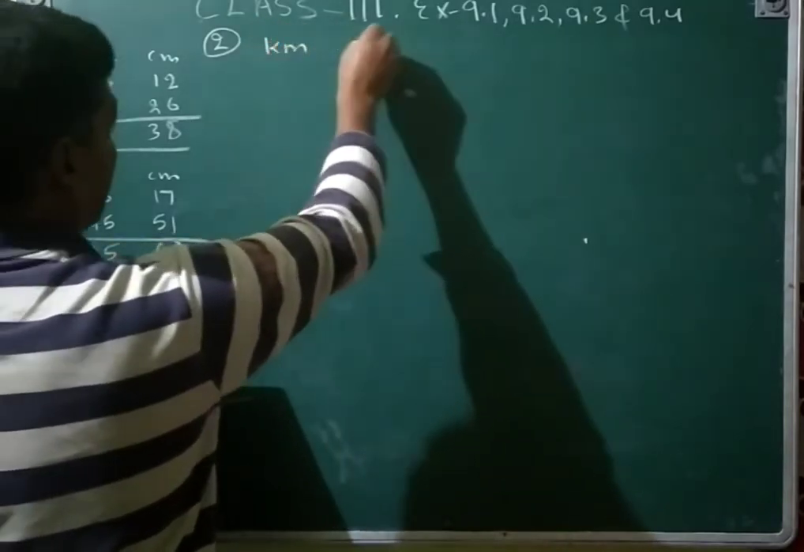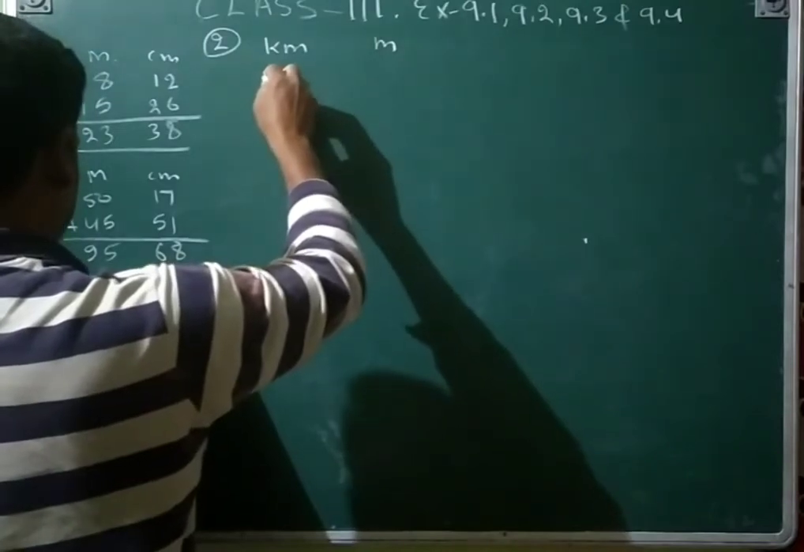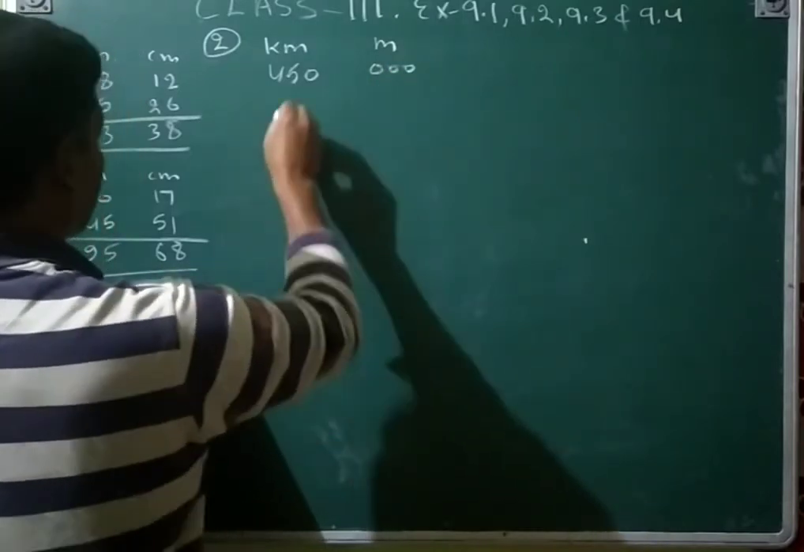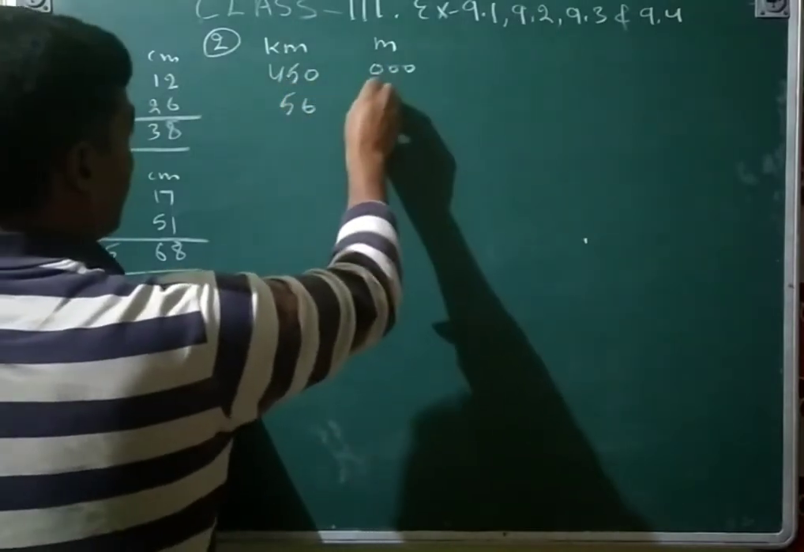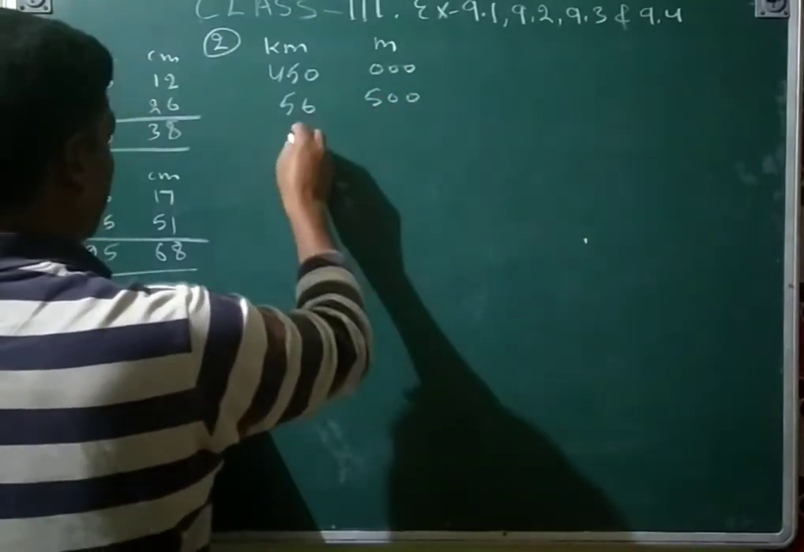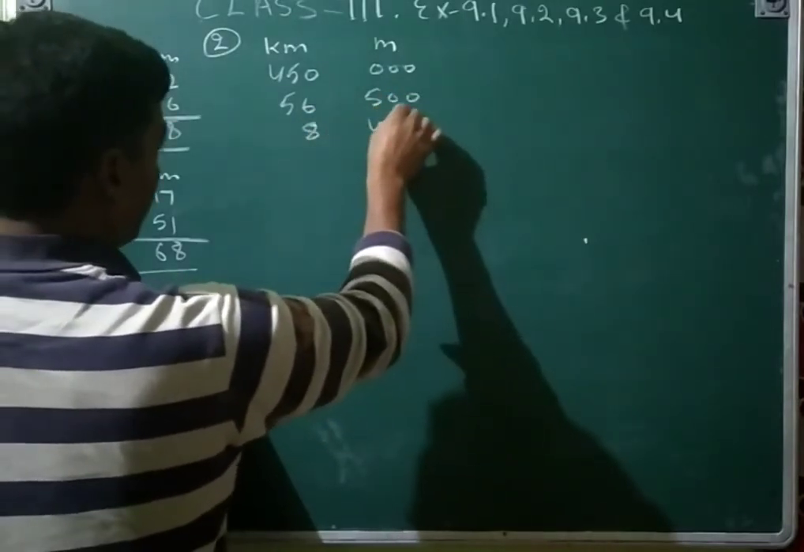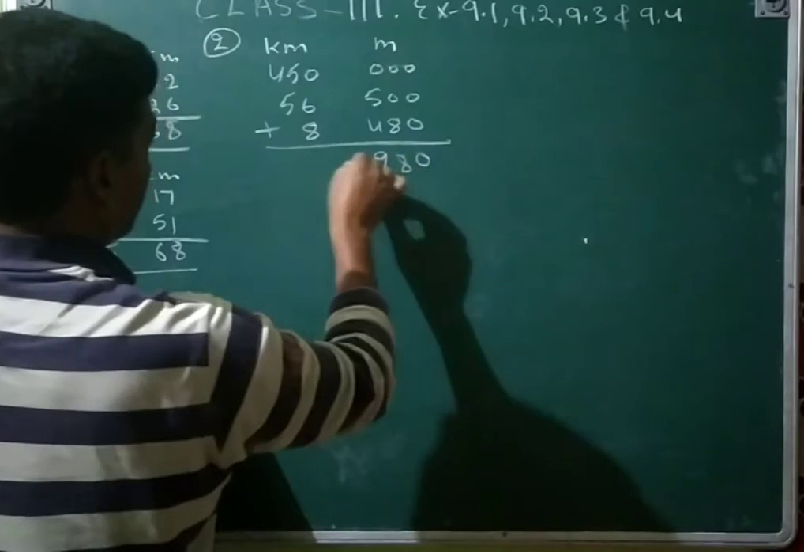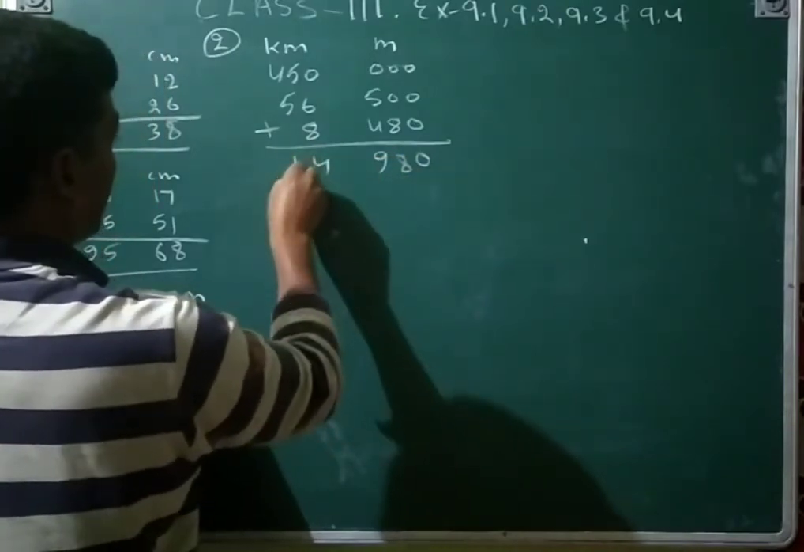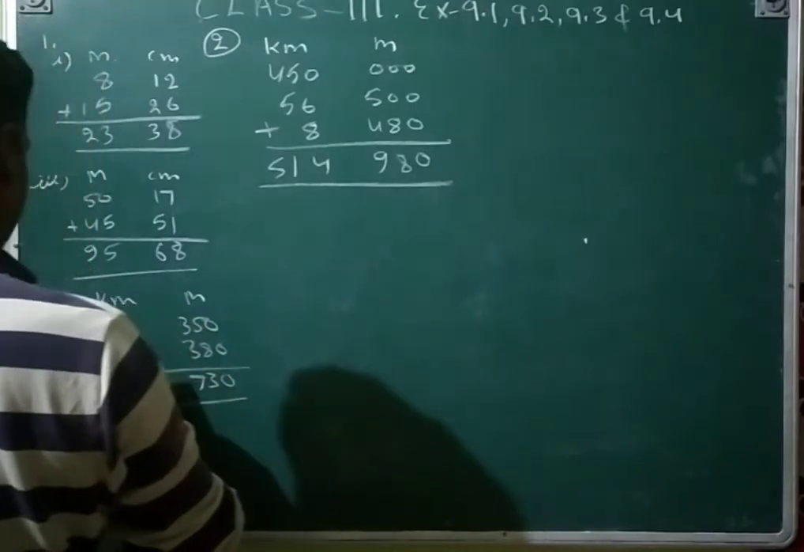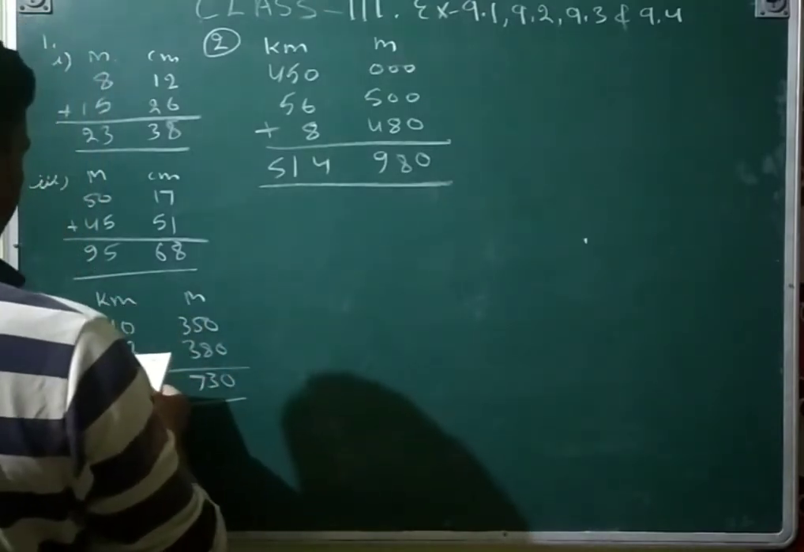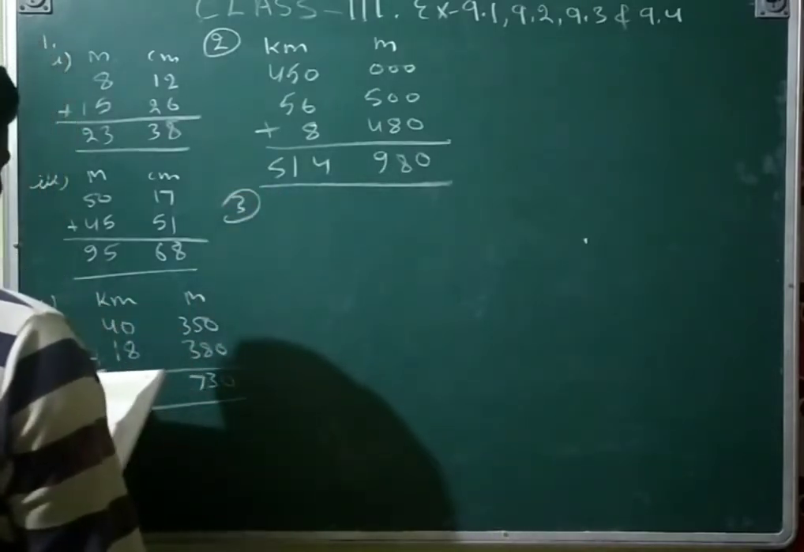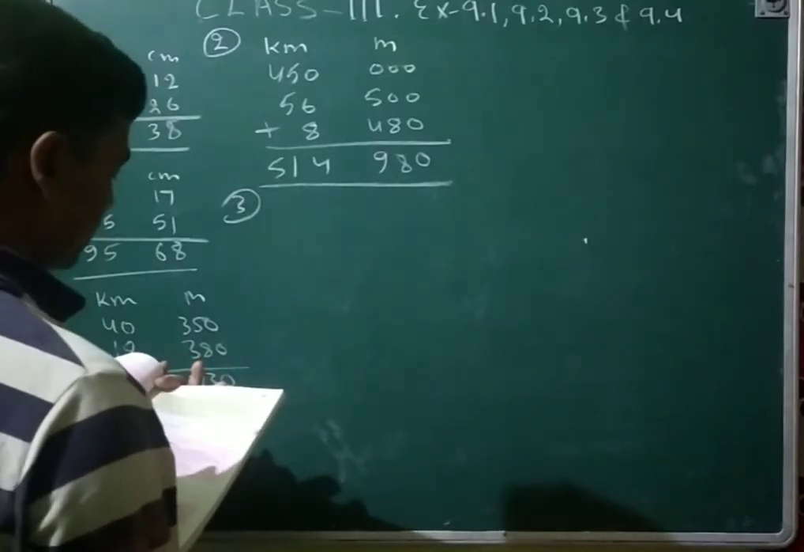km and then m. First that 450 and then 000 we will write here because meter is not given. 56, 500 and then 8, 480, and then add all: 0, 8, 9, 8, 6, 14, 5, 5, 10, 1, 11, that 514.980.